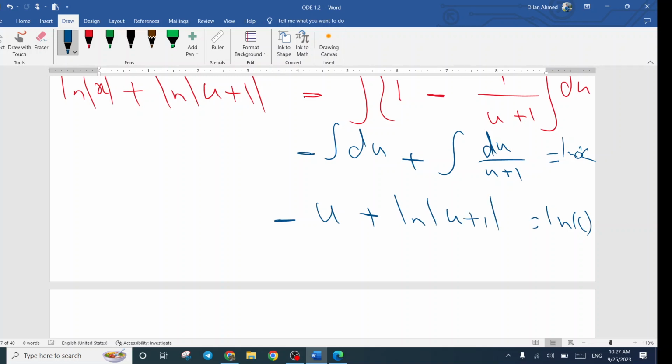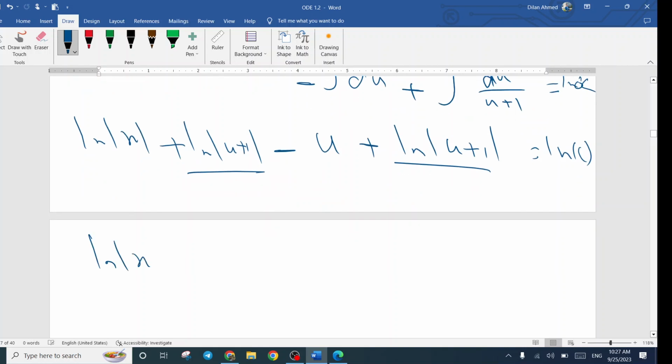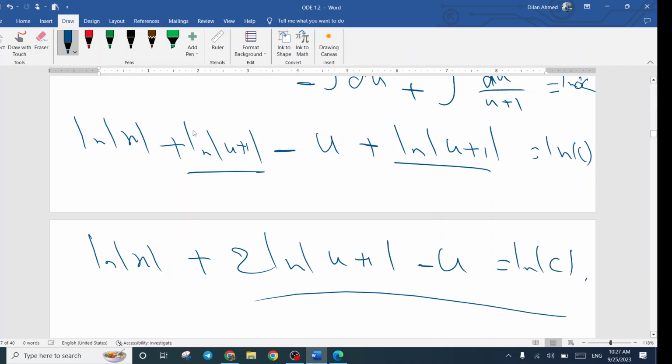Then we have ln of x plus ln of u plus 1. Ln and ln, they are the same. It will be ln of x plus 2 ln of u plus 1 minus u equal to ln of c. You got it there? Clear? And instead of ln of c, you can write c1 as well, up to you.